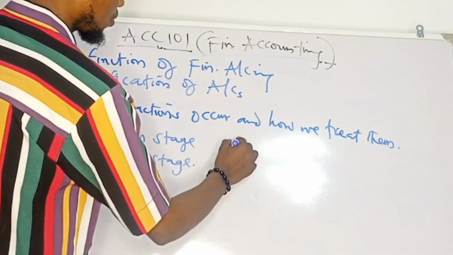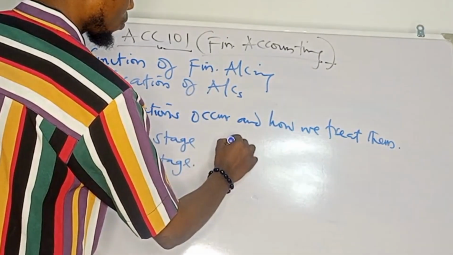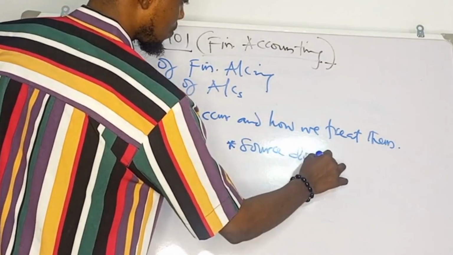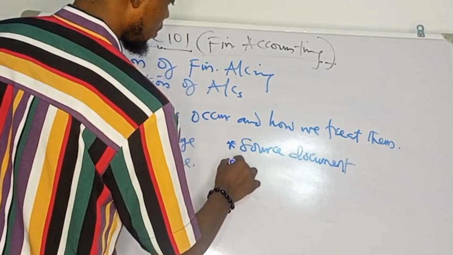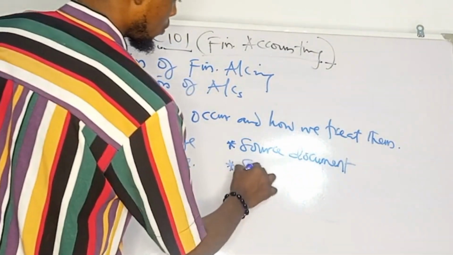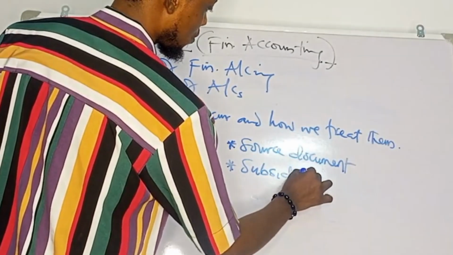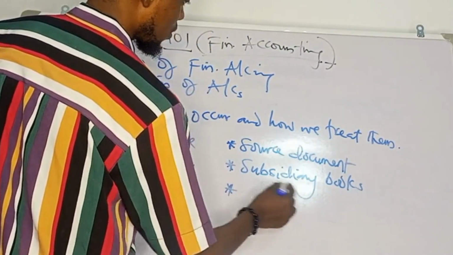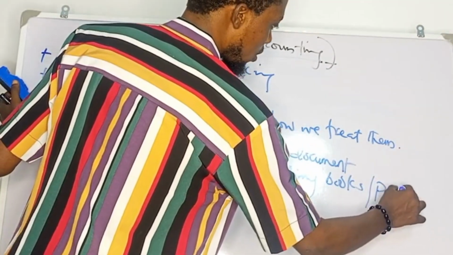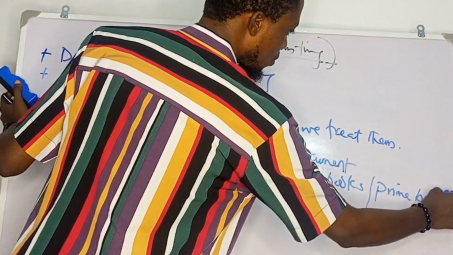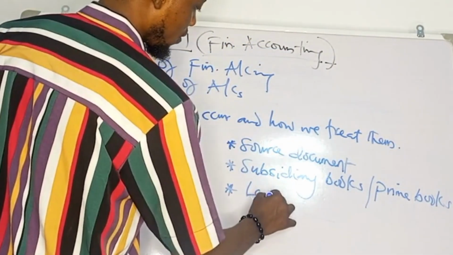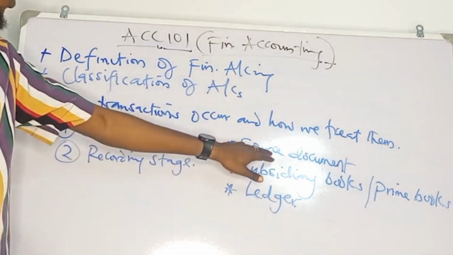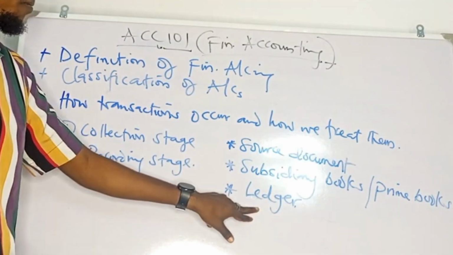Now, one of them is the source document. The second one is the subsidiary books, or prime books. We call them either subsidiary or prime books. Then the last one is the ledger. So the source document, the subsidiary books, and the ledger.